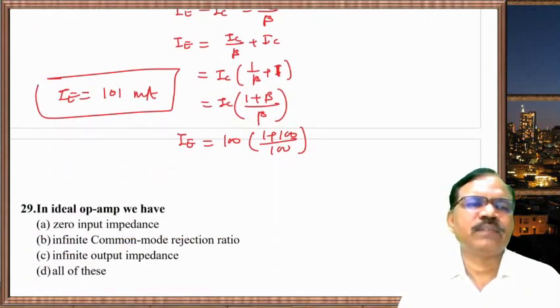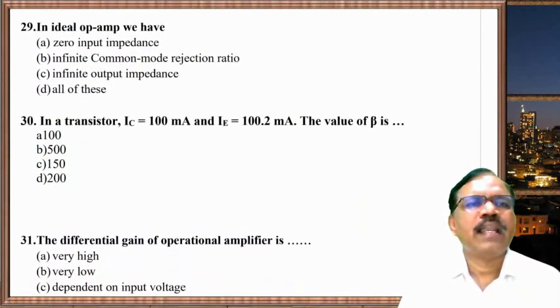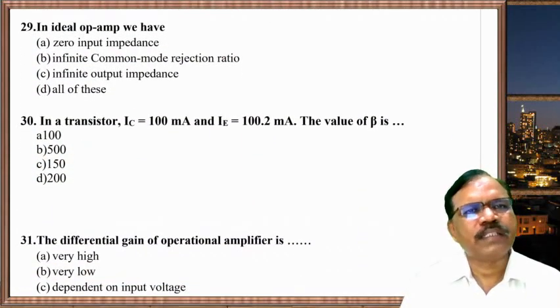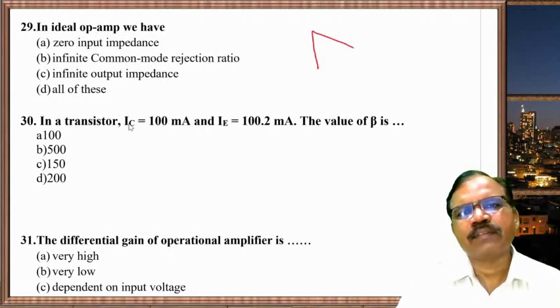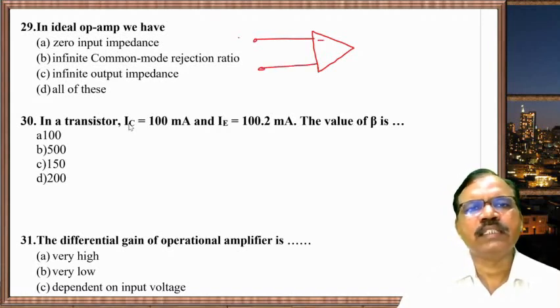Now next one, in an ideal operational amplifier we have, now we know the symbol of operational amplifier. These are two input terminals. This first one is the inverting terminal. The second one is the non-inverting terminal. This is the output terminal. These are supply voltage terminals.